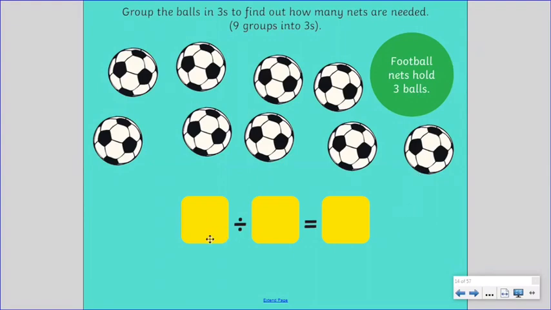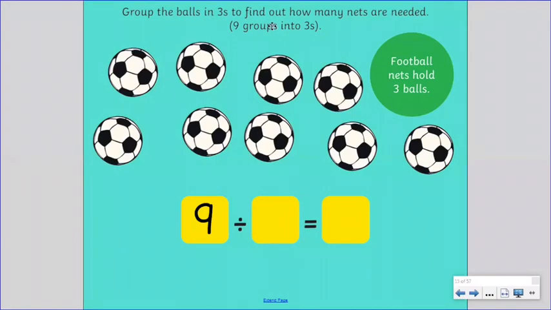Okay, so our first number in our number sentence is the same with sharing. It's the total number of objects. In this case, there are footballs. So how many footballs are there in total? Count them up. Have you counted? There are 9 footballs in total.